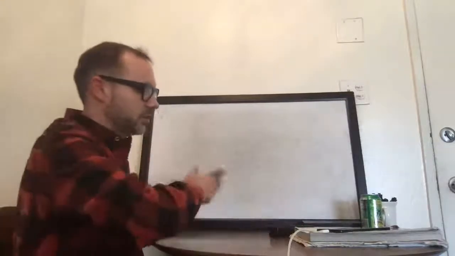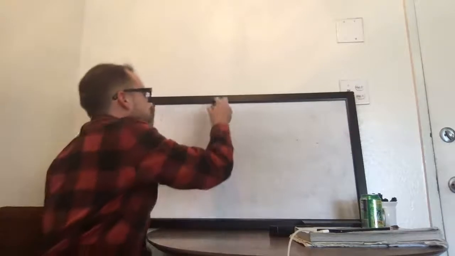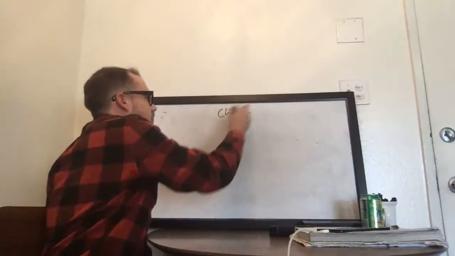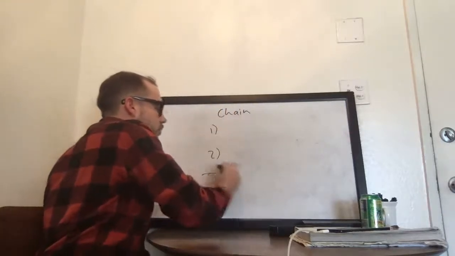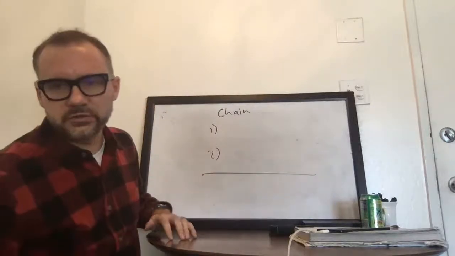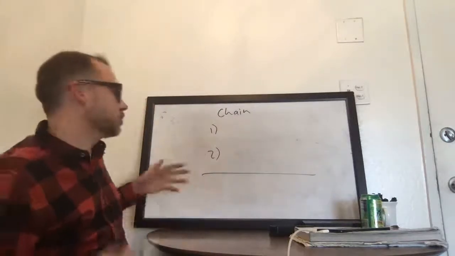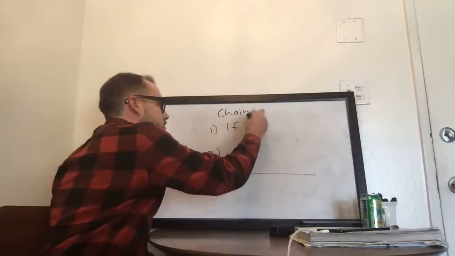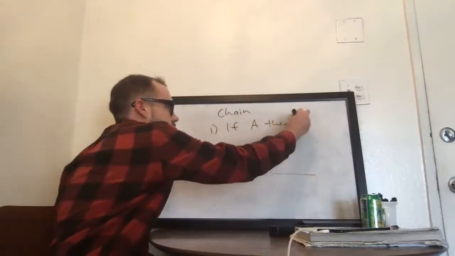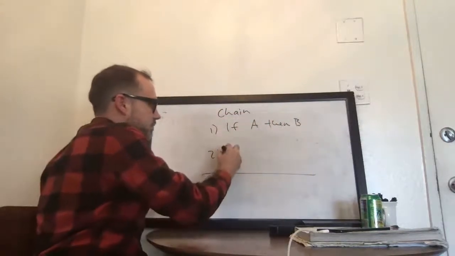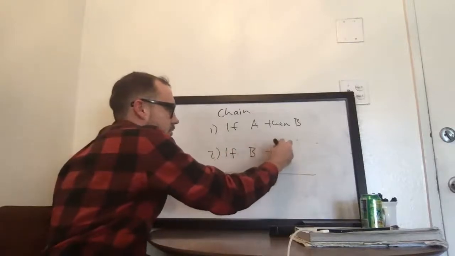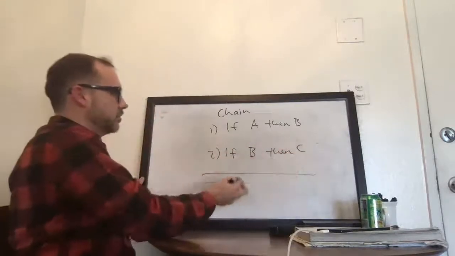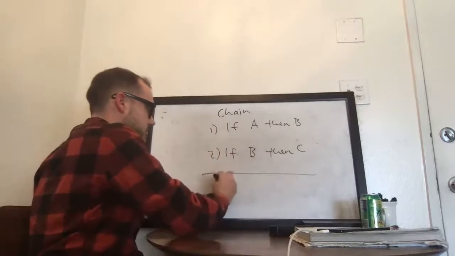Okay, so then there's chain argument. The chain argument, and we'll pick up where we left off on Tuesday, guys. So I'm just going to let you have this one for a moment. If A, then B, followed up by the second premise. If B, then C. And then in the end, we have, therefore, if A, then C.